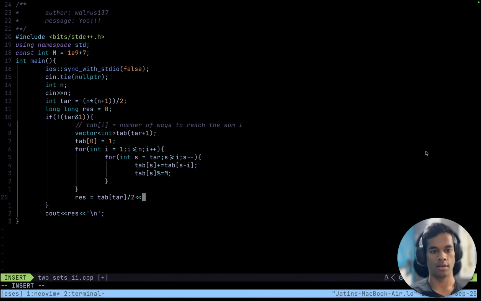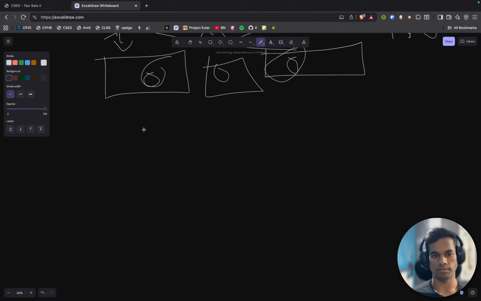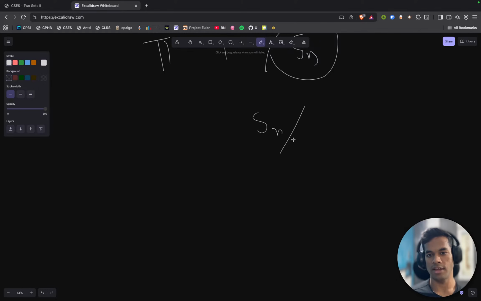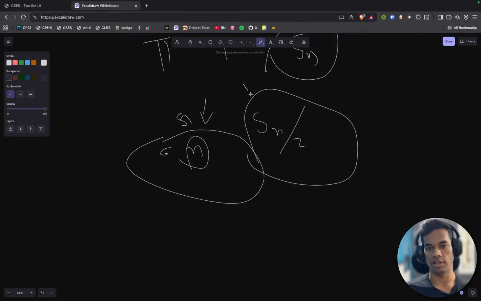and at the end we can say res equals tab tar divided by 2, and why divided by 2? Because when you have one way to reach a particular sum, then you are not using all the rest of the coins to get to that sum. And since the total sum is, let's say, Sn, the sum of the first n numbers, and your goal is to reach a sum of Sn divided by 2 using some subset of the first n numbers. So you used some coins to reach this sum.